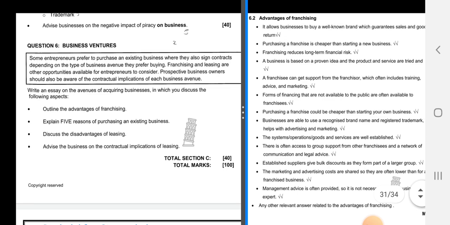Franchises, like KFC, is a franchise. So you can decide to open KFC in your area, in your small town if it's not there. So what will be the benefits of opening a business that has already been marketed by someone? It's already existing, it's a trusted name and all that. I've already given you some points. So explain 5 reasons for purchasing an existing business.